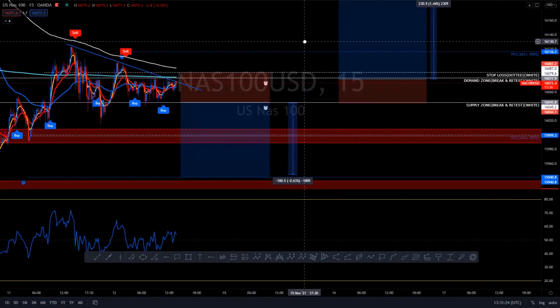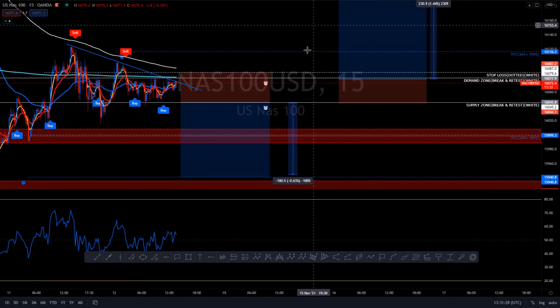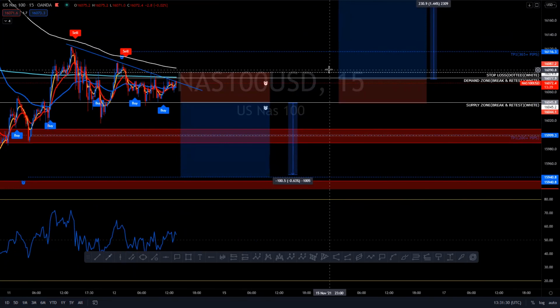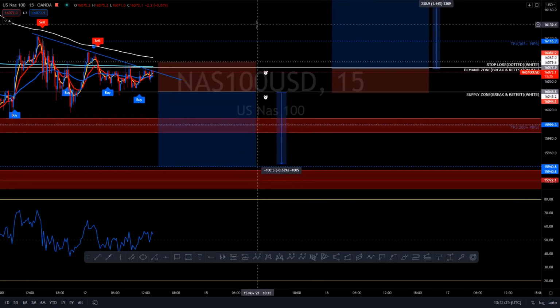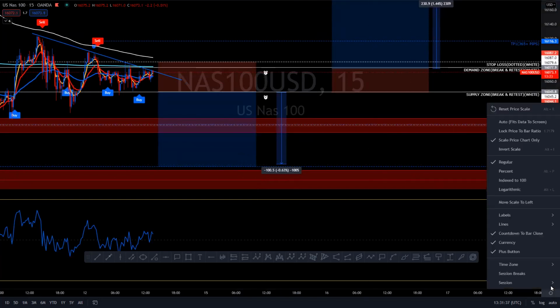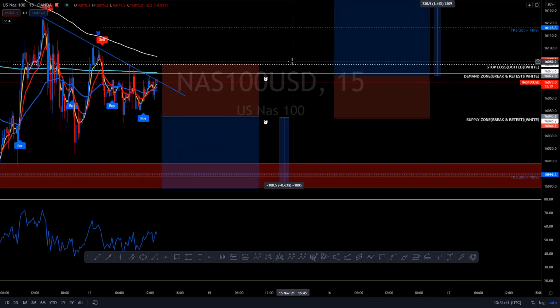That way we can kind of zoom in. That's good enough because that way we can see if it hits take profit one, then if it goes up further, we can move the screen. But you guys will kind of see, yeah, this is probably good. We'll keep the screen like this for now.